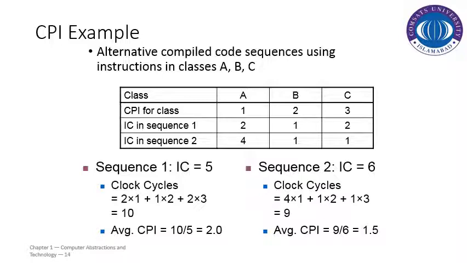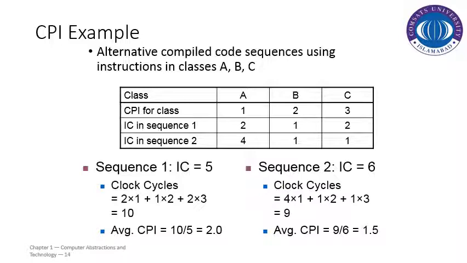Now coming to another example, for the CPI basically. We have an alternative compiled code sequence using instructions in classes A, B, and C. Instruction classes A, B, and C are three dedicated classes, and the CPI for these classes are 1, 2, and 3. The instruction count in sequence 1 is 2, 1, 2, and the instruction count in sequence 2 is 4, 1, 4.